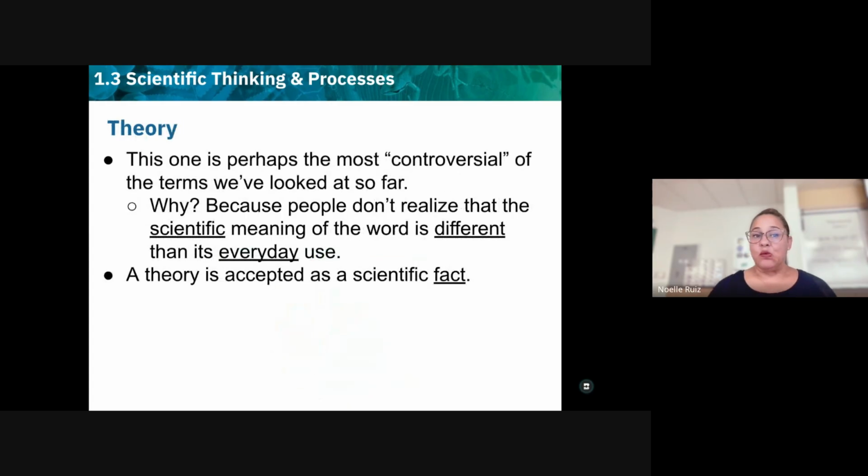A theory. This is one of the most controversial terms we've looked at so far. And the only reason why is because people don't realize the scientific meaning of the word is different than its everyday use. People who say, I've got a theory, they are not using this word in the correct form. A theory is accepted as scientific fact because it has multiple lines of evidence to actually support it. When people say, I have a theory, in everyday settings, they just have a guess. What they really have is a hypothesis. And not even that if it's not testable.